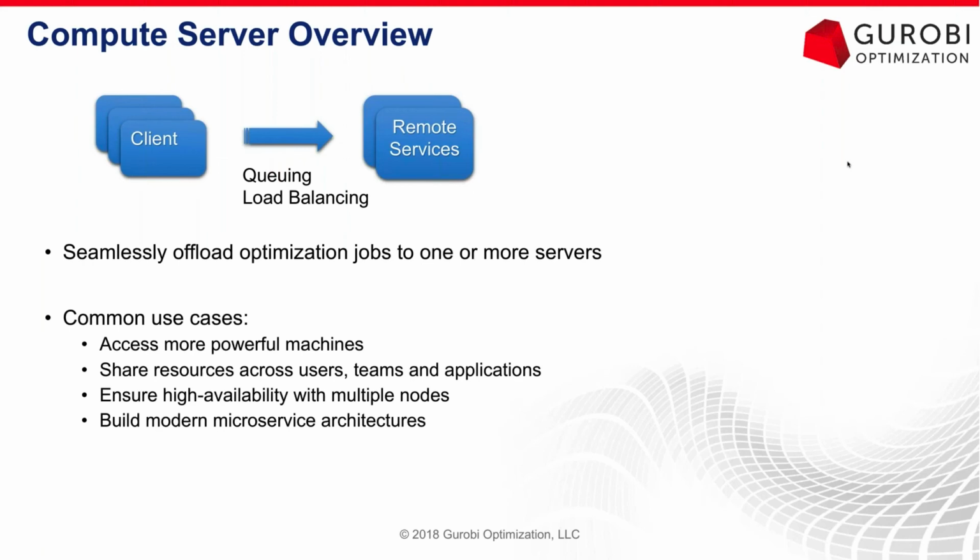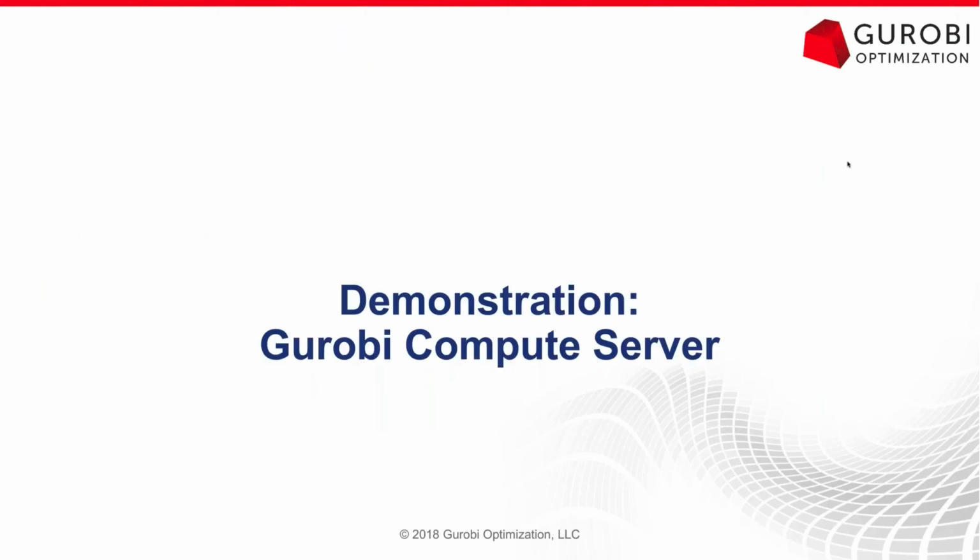You could also share resources across users, teams, and applications. So you can use a Gurobi Compute Server that works with multiple users or multiple applications. You could do high availability by having multiple compute servers run together, and if any one of them fails for some reason, the application can still run. And then you can also build some modern architectures where you separate the different parts of your application into different computers. So the best way to understand this is to look at the demonstration.